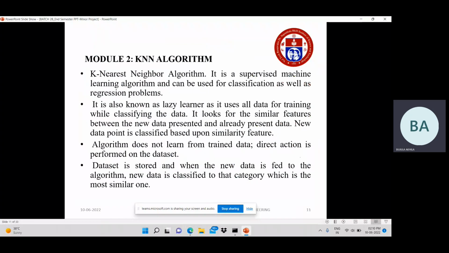The goal of the SVM algorithm is to create the baseline or decision boundary that can segregate n-dimensional space into classes so that we can easily put the new data in the correct category in the future. And this best decision boundary is called a hyperplane.